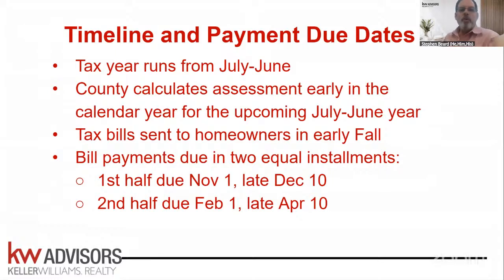But anyway, the tax bills are sent to the homeowner in early fall, and they are given whatever the total tax is, the ad valorem tax and the special assessments that get added together and divided into two bills. Anyone here own their own homes? Okay, so he's seen a property tax bill because they get mailed to the homeowner. And there's usually two coupons on it that split the bill in half. And the first half of the bill is due November 1st and is considered late if it isn't postmarked by December 10th. And the second half of the bill is due February 1st and is considered late if it's not postmarked by April 10th.